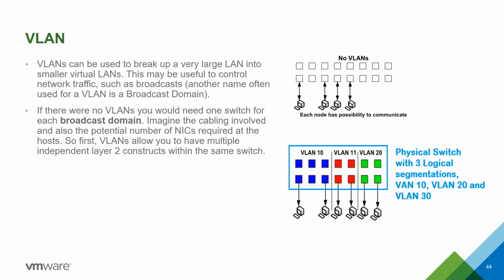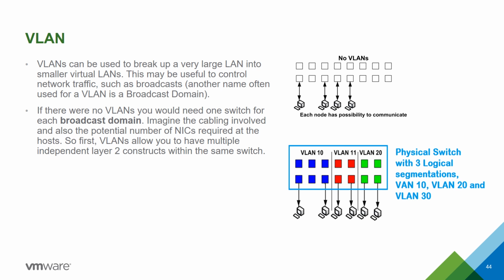VLAN is an Ethernet concept of network segmentation, which can be used to break up a very large LAN into smaller virtual LANs. This may be useful to control network traffic such as broadcasts. Otherwise, you'll always have a single broadcast domain. If there were no VLANs, you would need one switch for each broadcast domain. That's what we understood earlier.